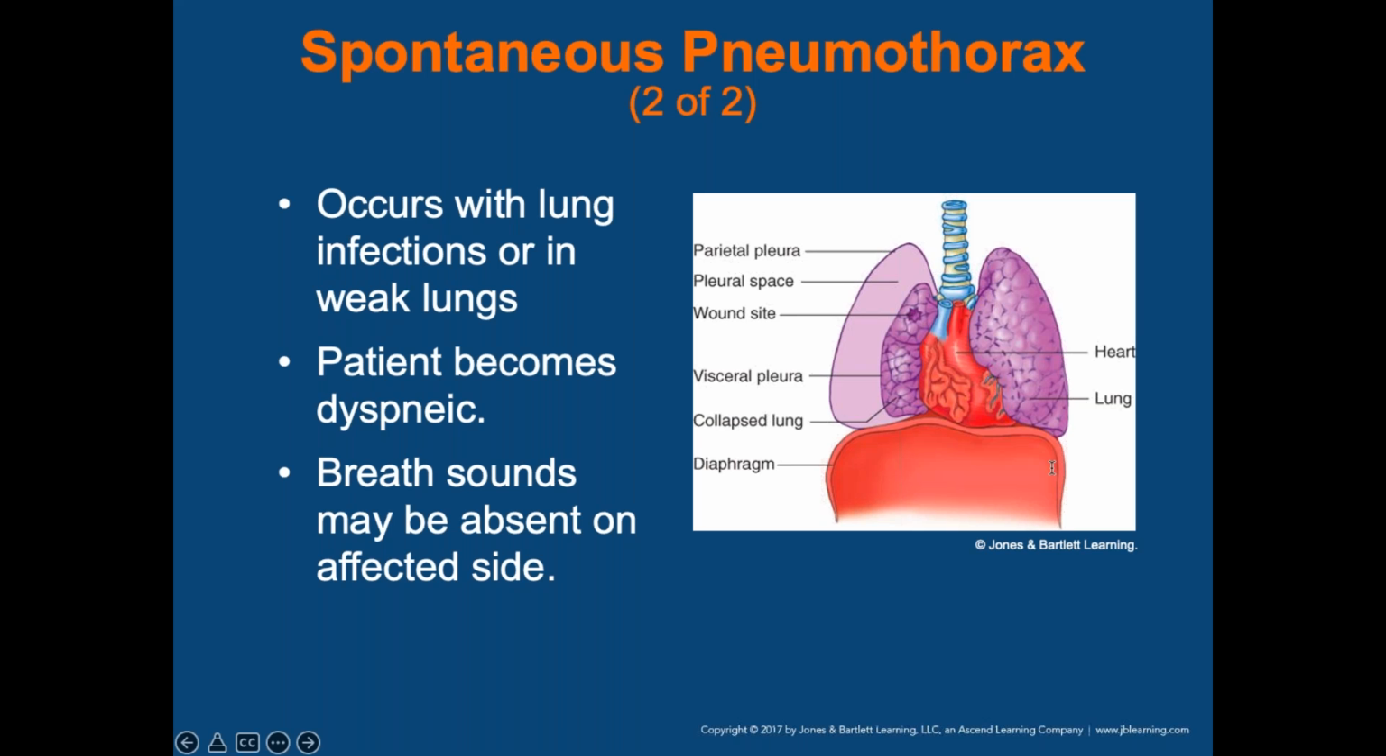A patient with a spontaneous pneumo becomes dyspneic and might complain of pleuritic chest pain, which is a sharp stabbing pain on one side that is worse during breathing or certain movements of the chest wall. You can sometimes tell that breath sounds are absent or decreased on the affected side. So listen to lung sounds, and if they are decreased, then it most likely is a spontaneous pneumo.